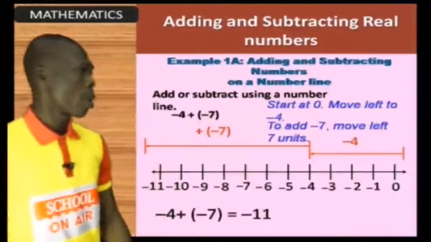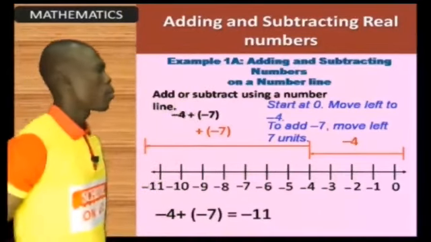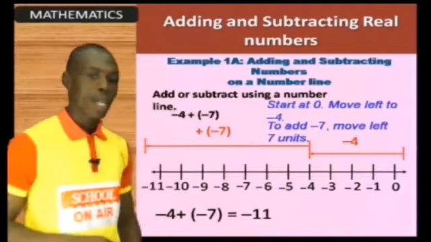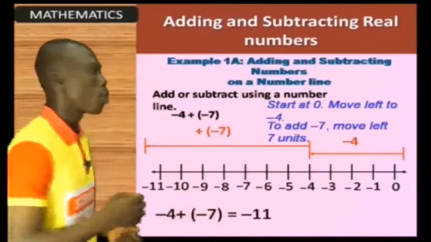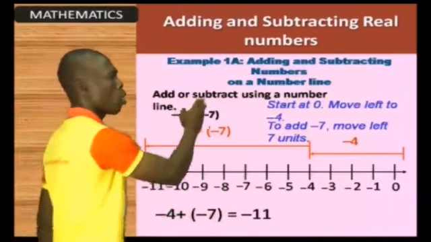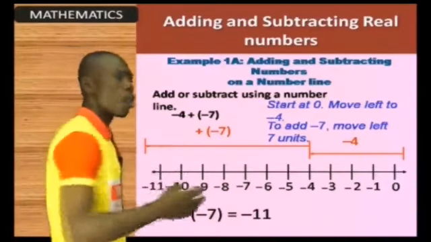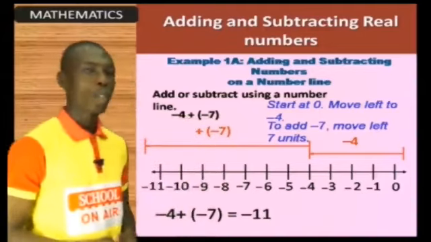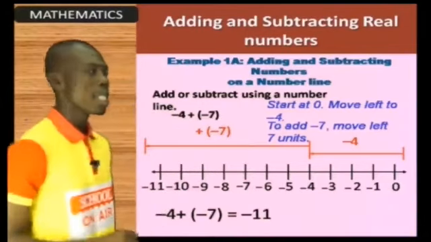All right, so we are going to start looking at examples. Let's take a look at example 1. Example 1 is adding and subtracting numbers on a number line. So it's not just our algebraic addition now. We want to do addition and subtraction on a number line. In normal algebra, you just open the brackets and do whatever addition you need to do. But this one is particularly asking us to add or subtract using a number line.